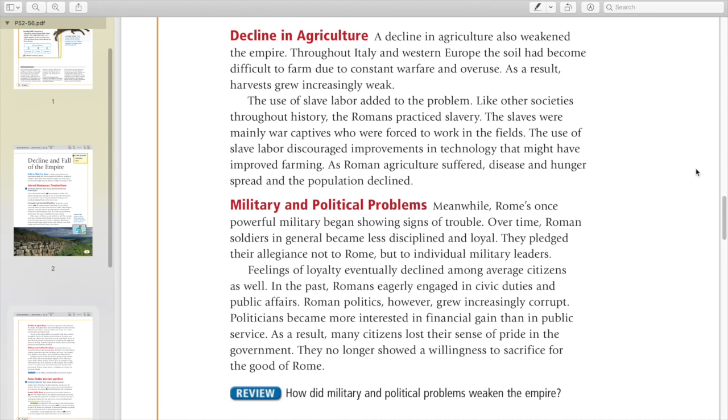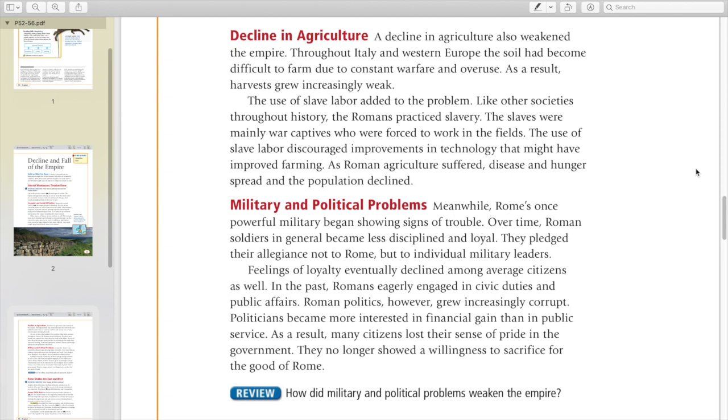Decline in agriculture. A decline in agriculture also weakened the empire. Throughout Italy and Western Europe, the soil had become difficult to farm due to constant warfare and overuse. As a result, harvests grew increasingly weak. The use of slave labor added to the problem.